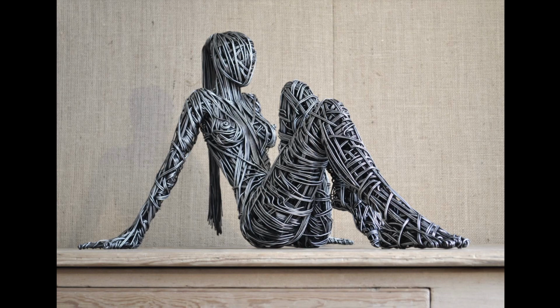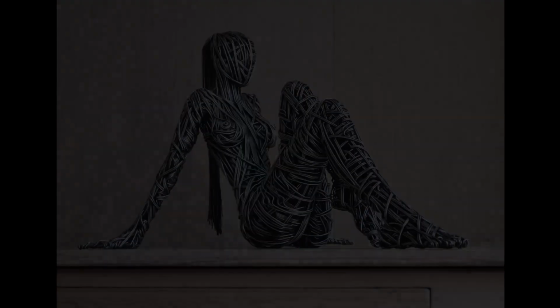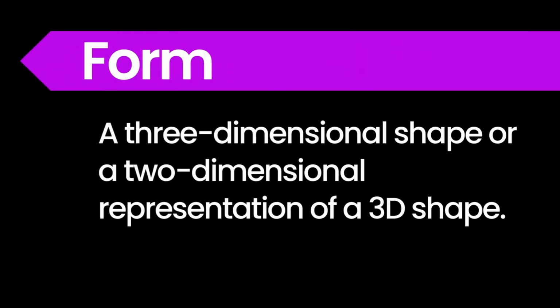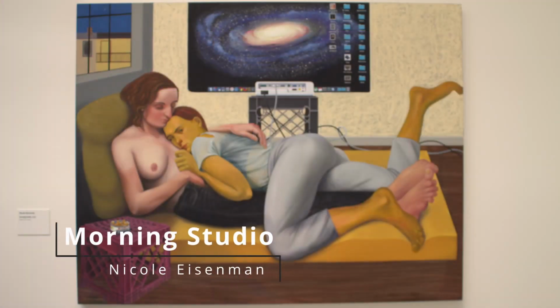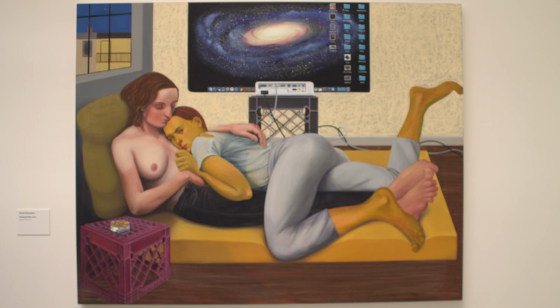She feels calm. Okay, so building up even further, we have form, which is a 3-dimensional shape or a 2-dimensional representation of a 3-dimensional shape. If you remember from episode 2, trompe-l'oeil works are great examples of form. Nicole Eisenman's Morning Studio uses shapes and lines together as well to trick the eye into thinking the objects are 3D.